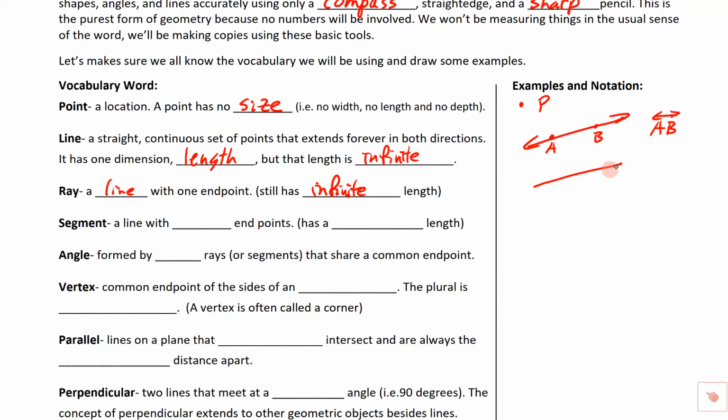So it would be something like this. I'm going to head it off in this direction. I'm going to have the endpoint here be C, and then another point on the line be D. The notation that we'd use for something like that would be this. It would be ray CD.